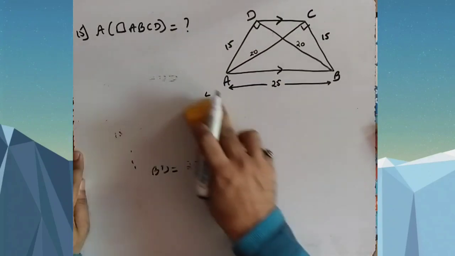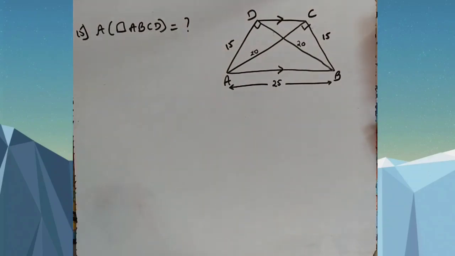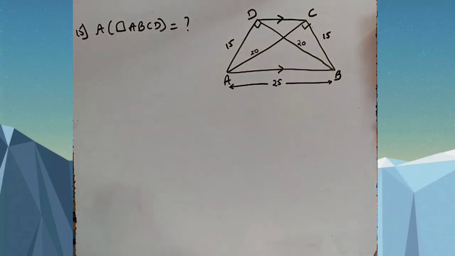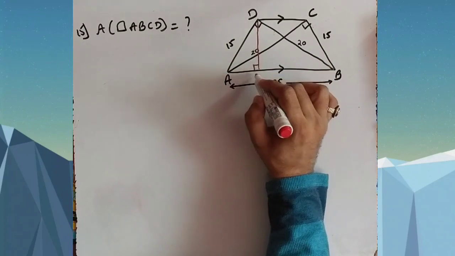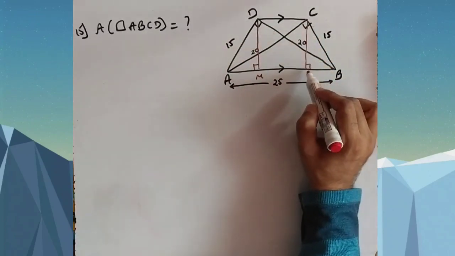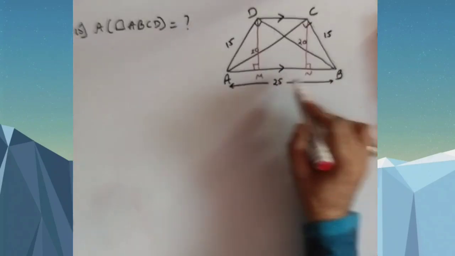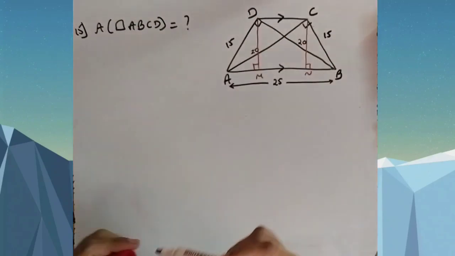The area of trapezium formula is half into sum of parallel sides into height. So we need to draw heights over here. Draw DM perpendicular to AB and draw CN perpendicular to side AB. How shall we find out this height now?